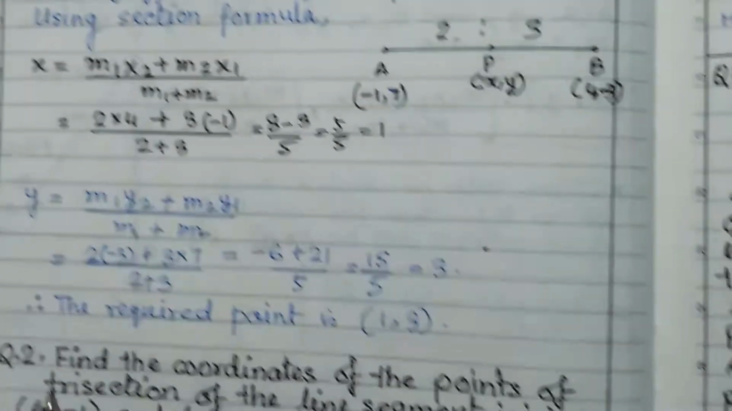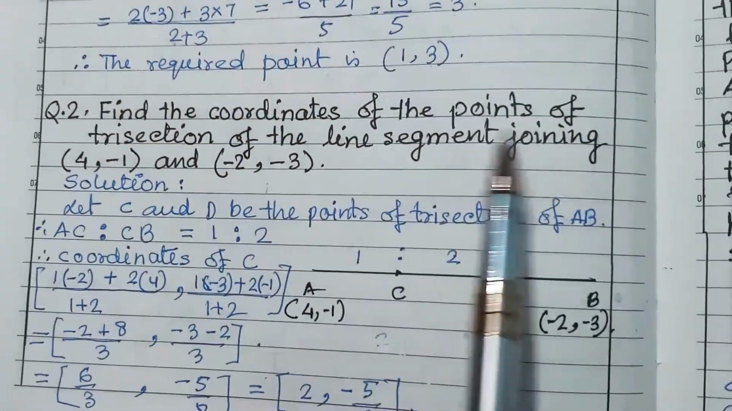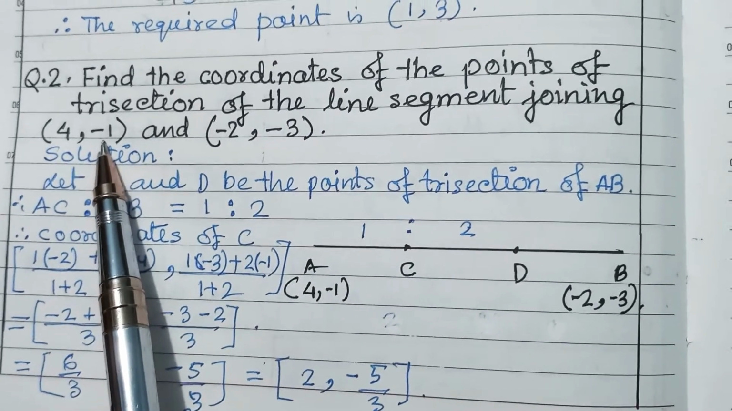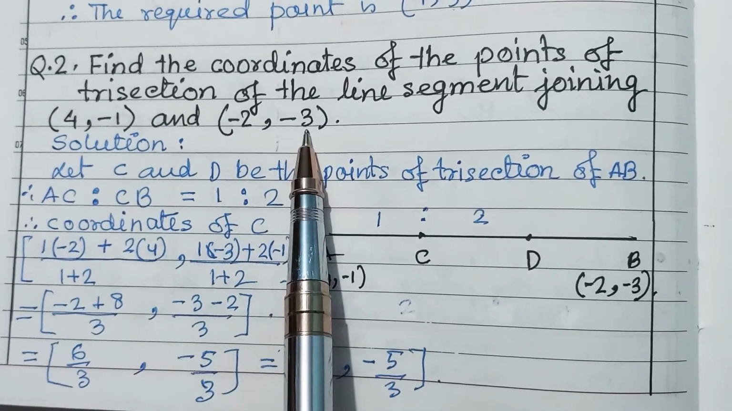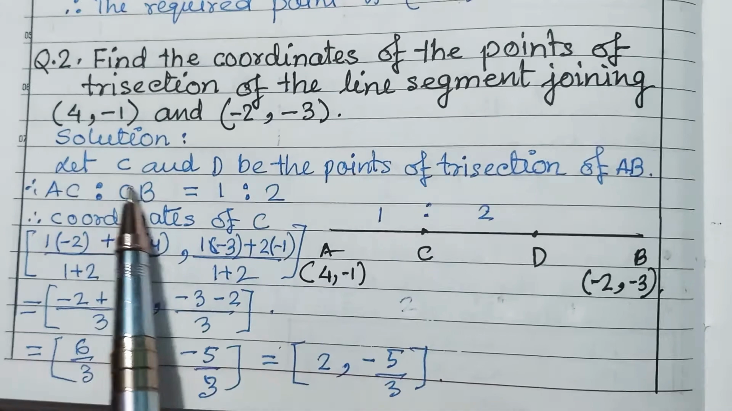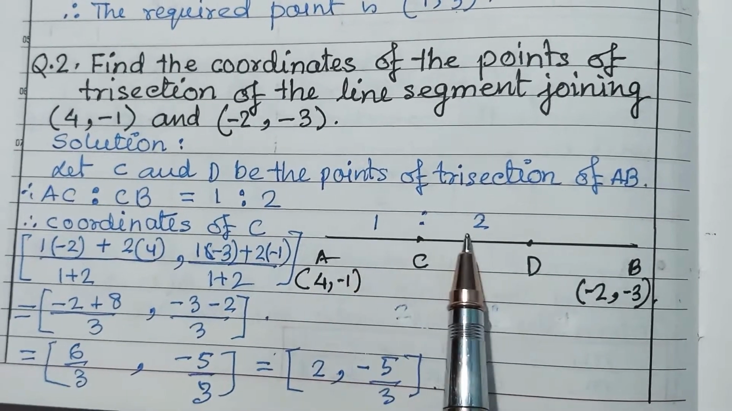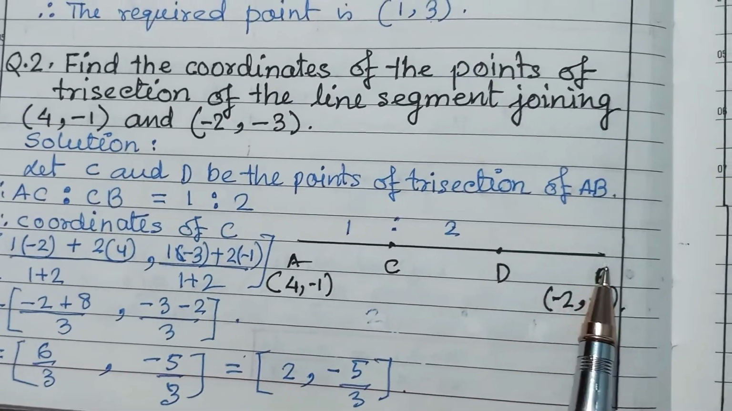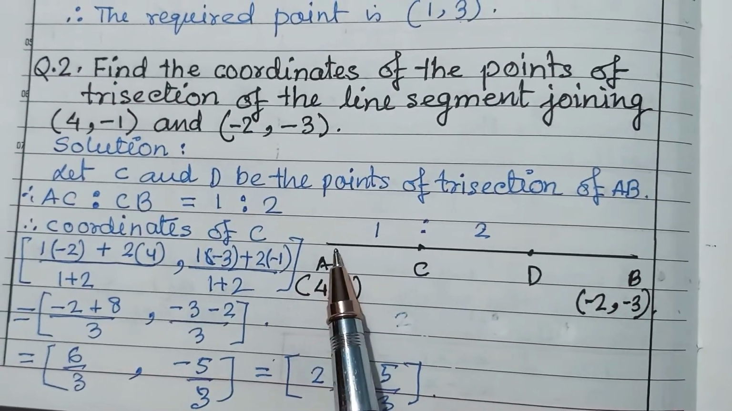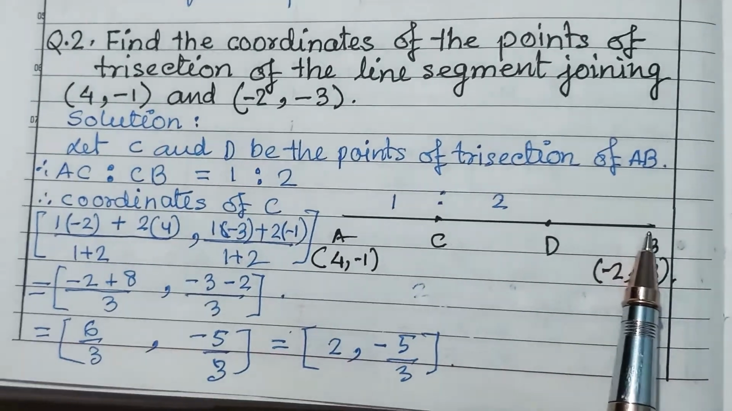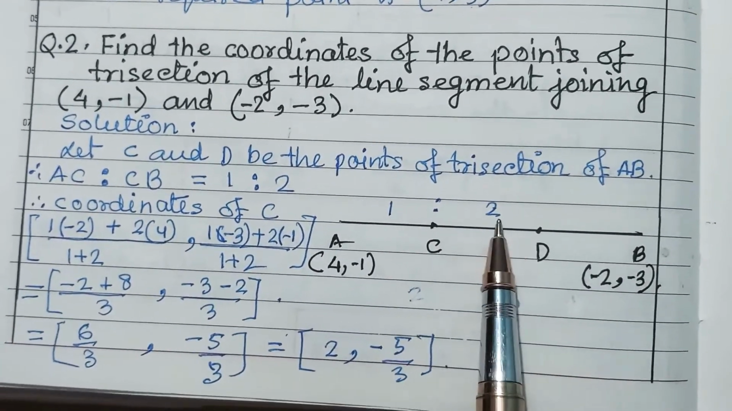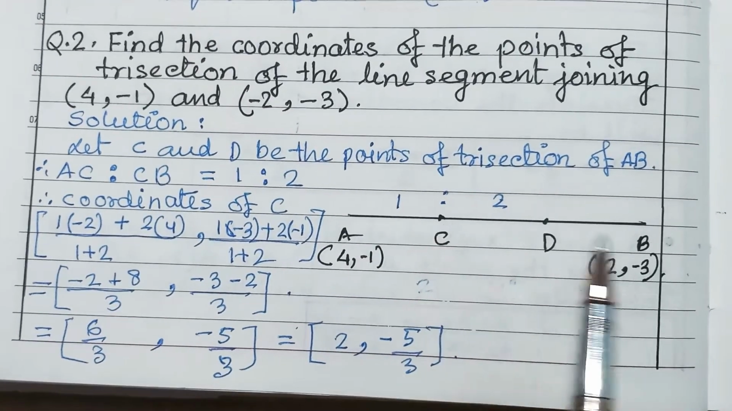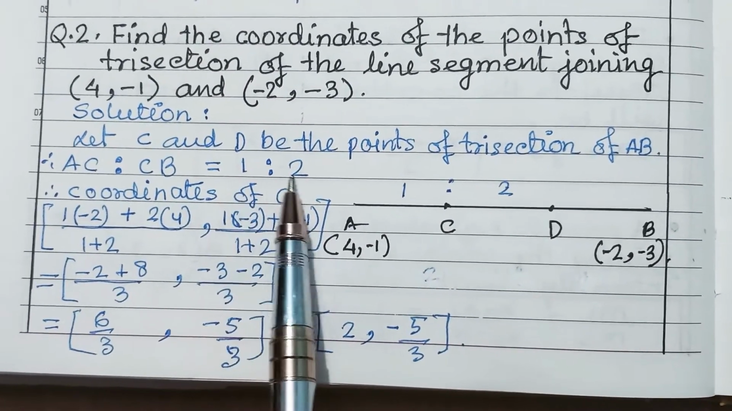Question number 2. Find the coordinates of the points of trisection of the line segment joining (4, minus 1) and (minus 2, minus 3). Now, trisection means it divides into 3 equal parts. AC is equal to CD is equal to DB. If I take first 1 part and next 2 parts, the ratio is 1:2. So AC:CB is equal to 1:2.